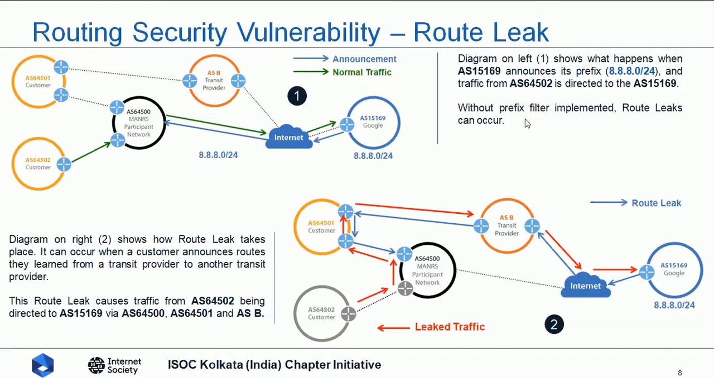Sometimes, without the prefix filter implemented, route leaks can occur like this. Diagram 2 shows how the route leak takes place. It can occur when a customer announces a route they learned from a transit provider to another transit provider. So from AS64502, traffic is directed to AS15169 via AS64500, AS64501, and then an AS B. Instead of taking the normal path, it actually takes this path. Unintended or intended, it is touching different AS numbers or different routes. This is how the leaked traffic follows. This is another threat, another security issue, that we can see if we do not have the prefix filter.